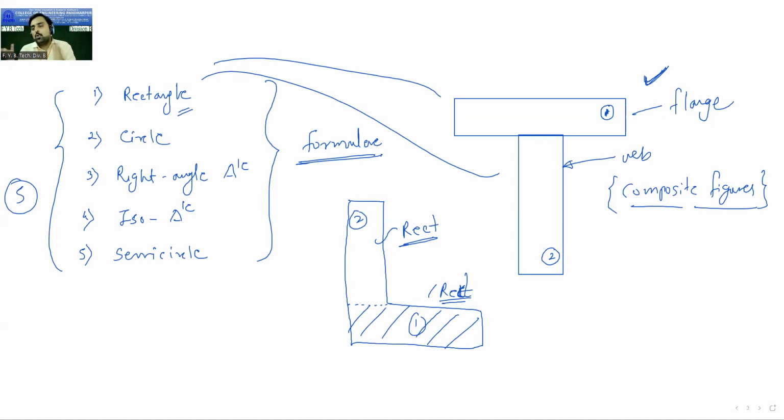When two or more simple figures are combined, the figure that gets developed is called a composite figure. For example, if I combine two rectangles, one placed horizontally and one placed vertically, my T section is formed. That T section is my composite figure because it is made up of two rectangles. These types of figures are called composite figures. Now we will see how to calculate the centroid of composite figures.